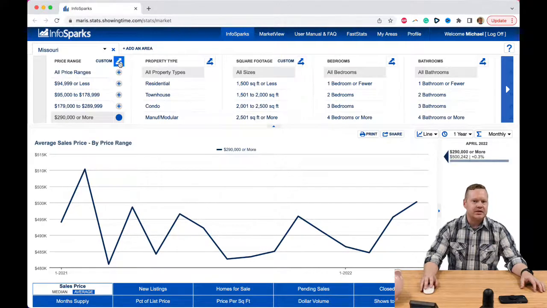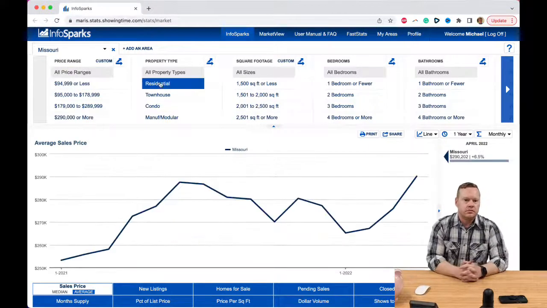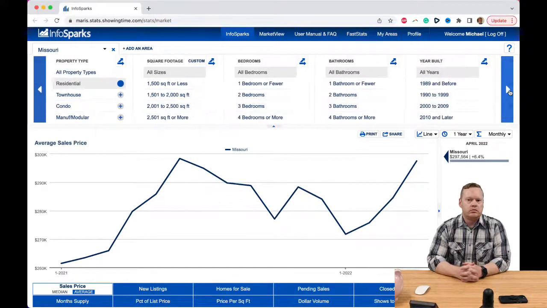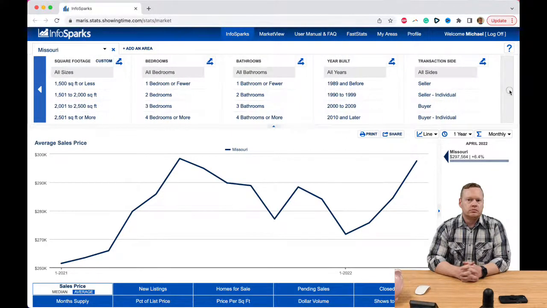Let's see if we can do a custom here. And I don't know what it's showing me there. Let me help. Sure, go for it. I want to go into all price ranges, but I want to do residential because that's really what we're looking at. And I think the rest of this is fine. There are more options over here in terms of year built. So we have a lot of data.